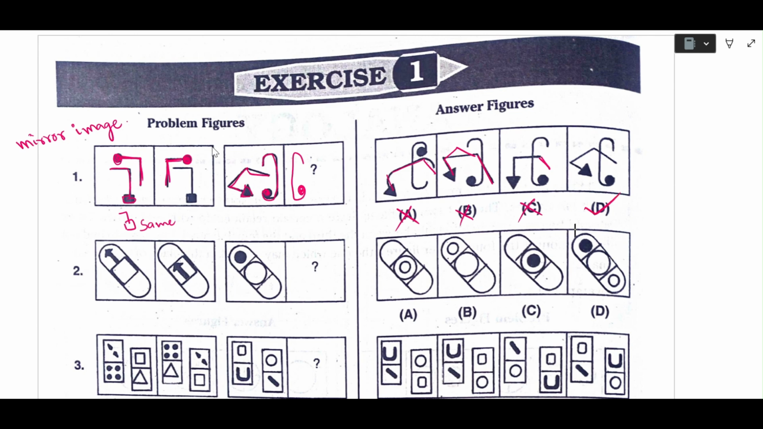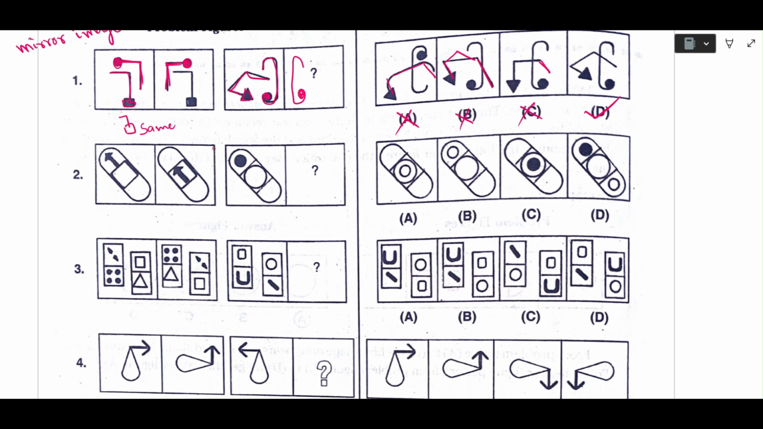And coming to problem number 2, here we have one capsule. So first look at pair number 1. So what is happening here and what are the changes? This one arrow, this came down, so this came one step down here. See, it should be up, and in the second figure it came to the middle part. So what happened? The arrow came one step down, right? So this is the change that happened.